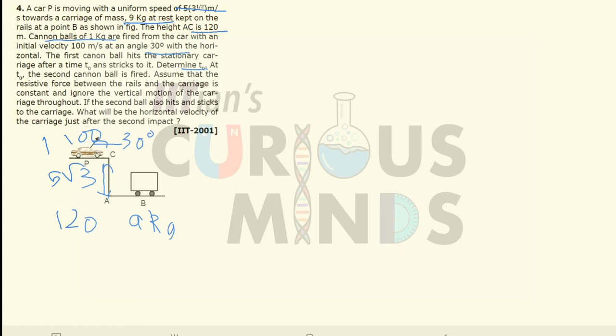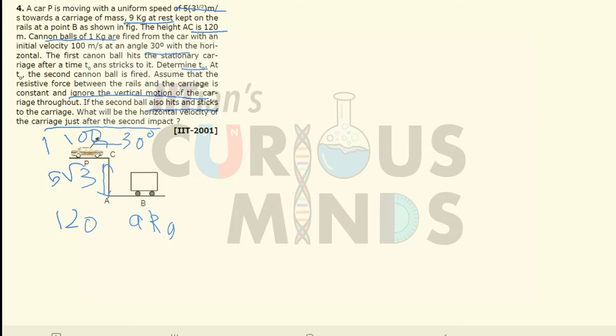Assume that the resistive force between the rails and the car and the carriage is constant, and ignore the vertical motion of the car throughout. If the second ball also hits and sticks to the carriage, what will be the horizontal velocity of the carriage after the second impact? First of all, there are two assumptions.